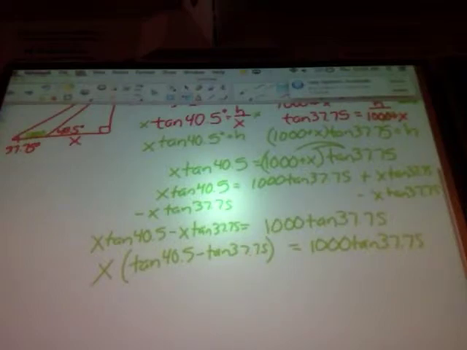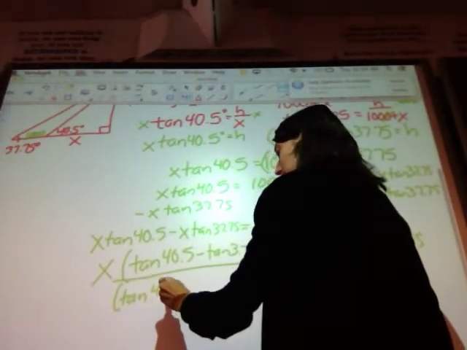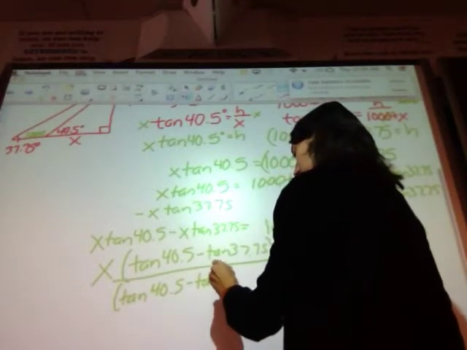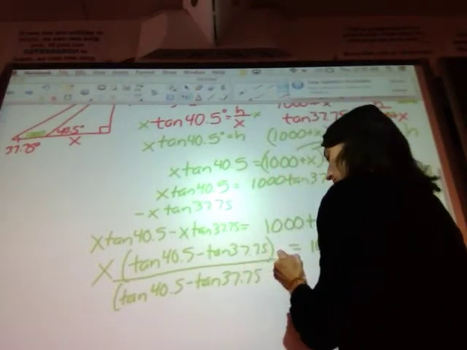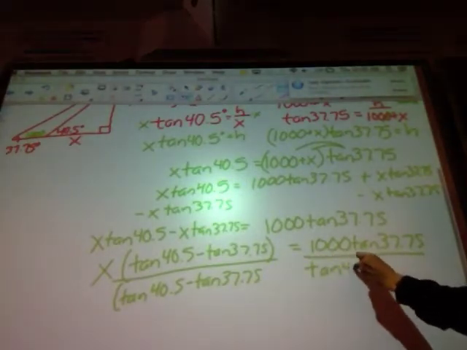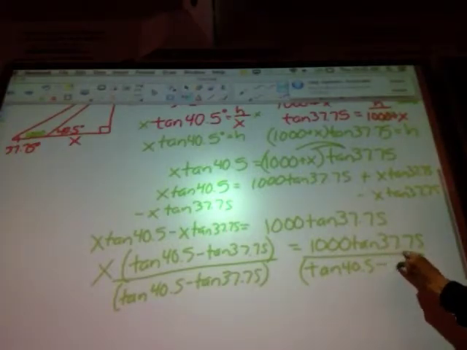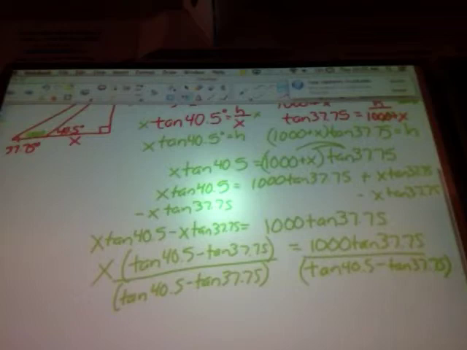Okay, how do I get x by itself now? It's x times something. Divide by this mess. Now I will let you reach for a calculator. You will have to put the bottom in parentheses, just like I did. And we are not going to round.